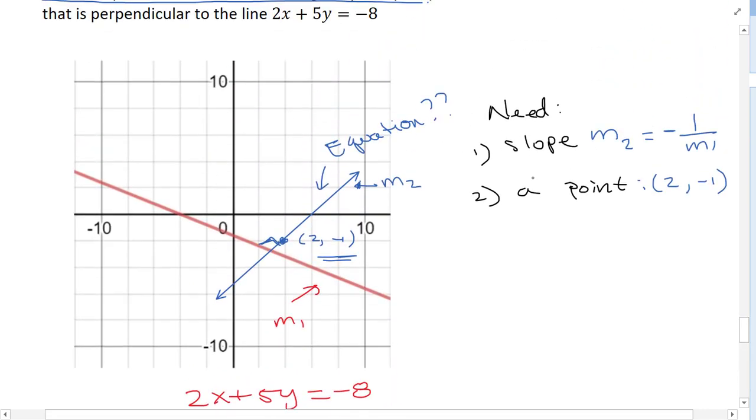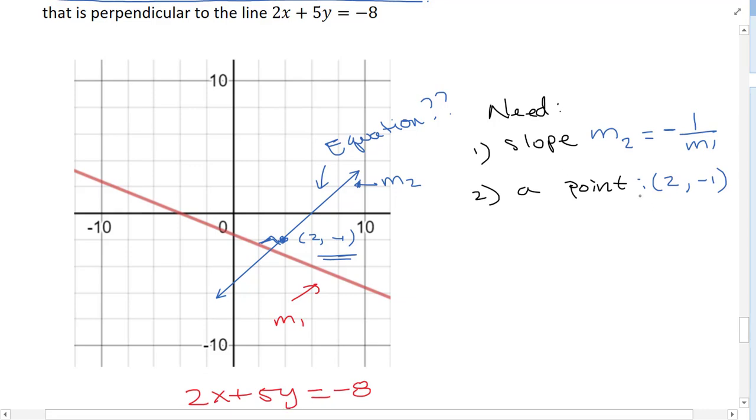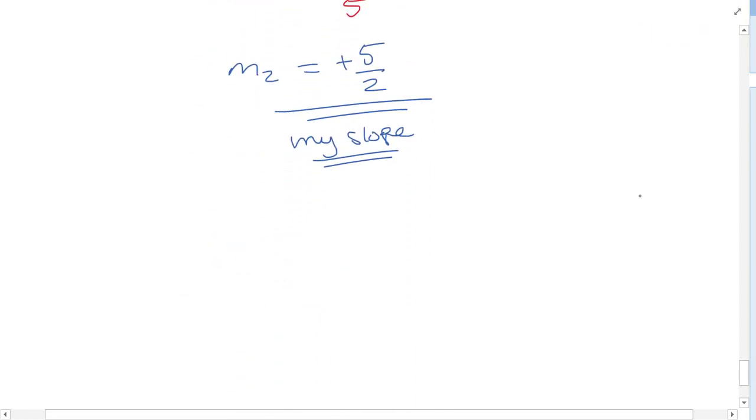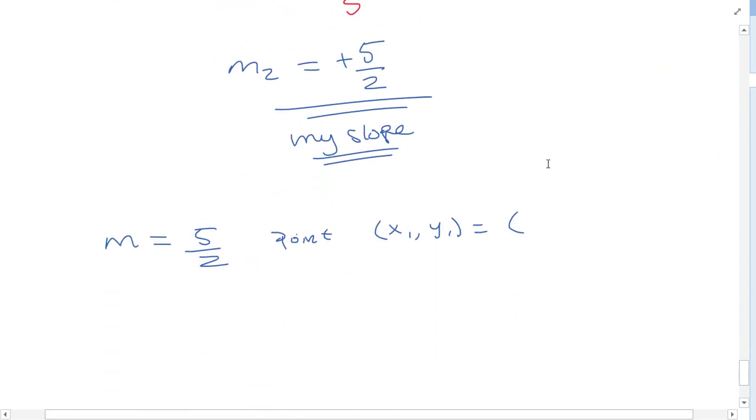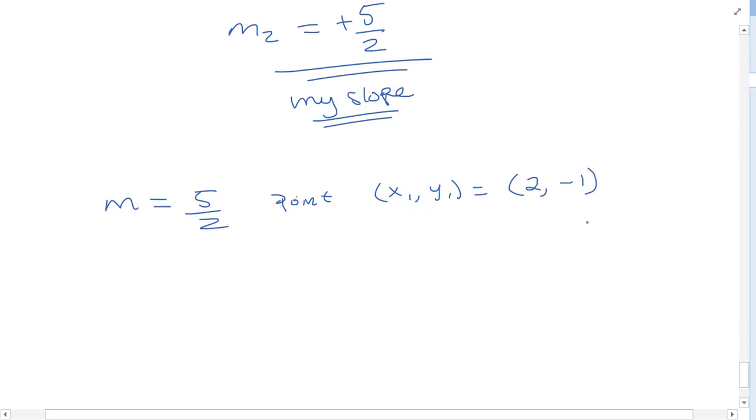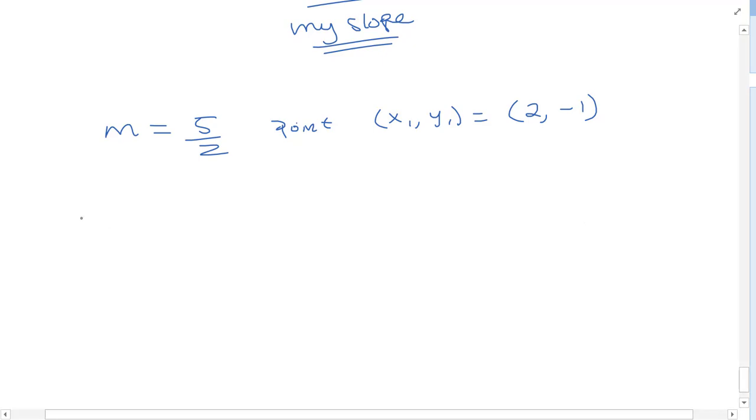So back to what we need here, the slope and a point. Now we have the slope and we have the point. So let's go back down over here. So now I know that the slope is 5/2 and the point, my x1, y1, is, what was it? 2, -1. And now we can either use the point slope form or y-intercept form to find the equation of the line.